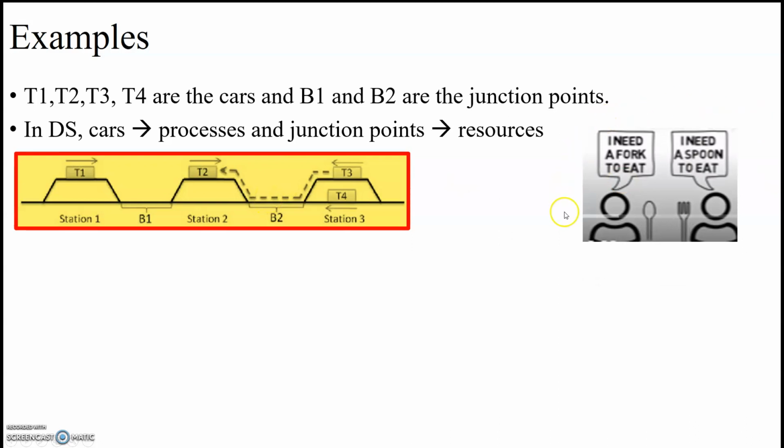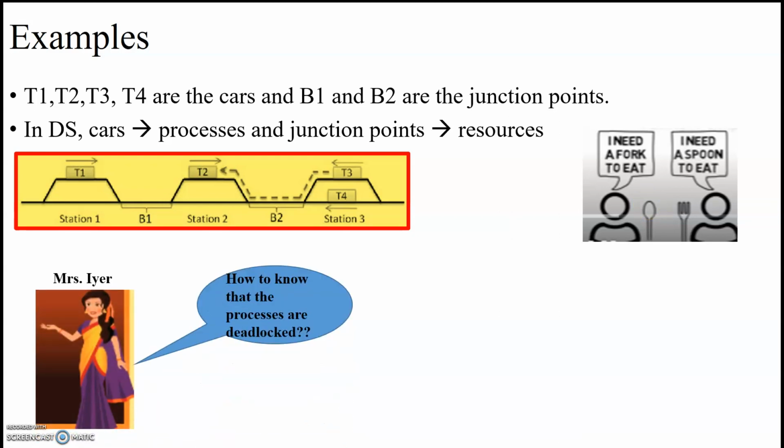One more example is that there are two friends, one is having a spoon, one is having a fork. Unless both of them have fork and spoon both, they cannot have their lunch. So one friend is saying I need a fork, which is already with the other friend, and this friend is saying that I need a spoon, which is already with the first friend. So unless one of the friends releases their spoon or fork, the other cannot have their dinner or lunch.